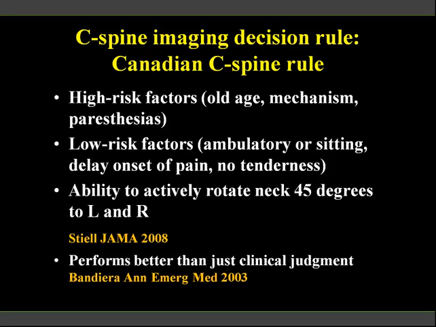So a number of decision rules have also been developed in regards to C-spine imaging, and this is a general decision rule. There are high risk factors: old age, high energy mechanism, neurological symptoms, paresthesias. The CT is indicated. Also, when the patient is walking into the emergency room, there's a low-risk situation, there's no need to do CT. There's a delayed onset of the pain, and there's no midline tenderness. Another author has determined that the ability to actively rotate the neck 45 degrees to left and right is a helpful decision rule that performs better than just clinical judgment alone.